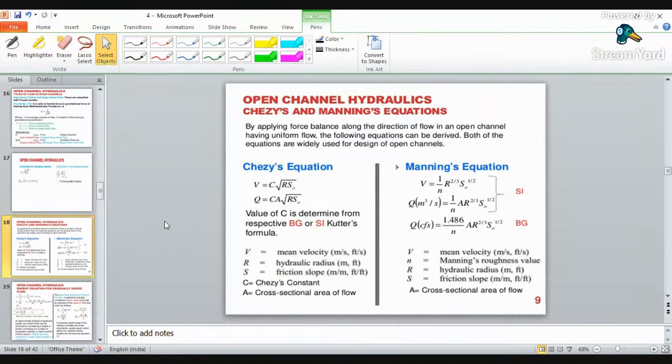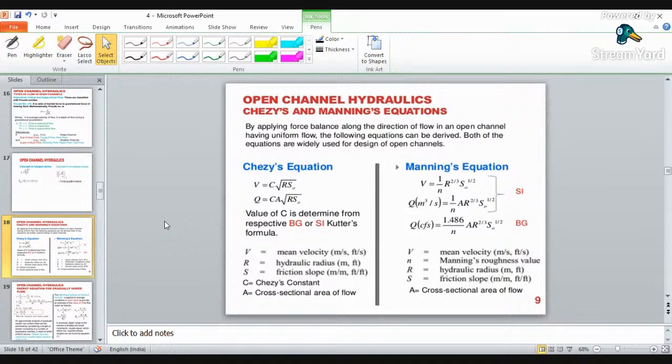Okay, now there are two formulas we have seen in the previous sections for uniform flow, and both equations are widely used for open channels also. They are Chezy's equation and Manning's equation. Chezy's equation is V is equal to C square root of RS, and Manning's equation is V is equal to 1 by n R to the power 2 by 3 S to the power 1 by 2.